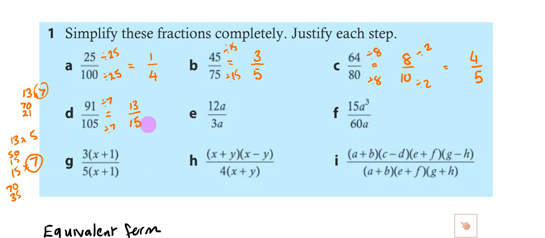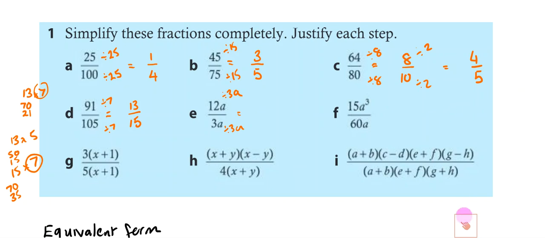Okay, so let me ask you. That's the 12a, next step up. Divide by 3a. Divide by 3a, and we get 4a over a, then it's just 4.